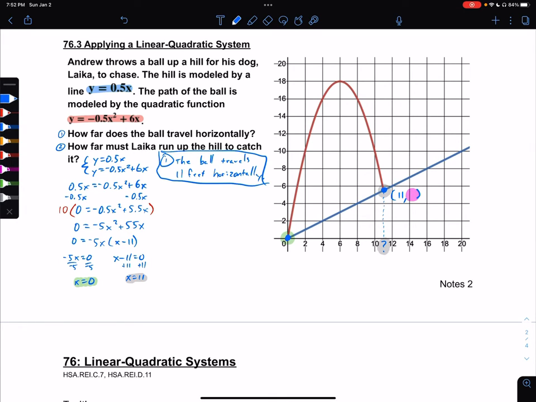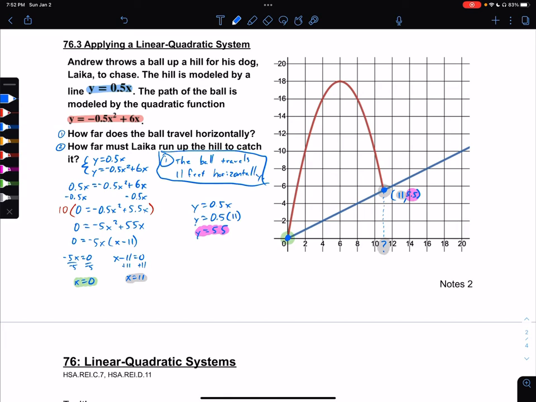To do that, I could take my y equals 0.5x and plug in my value of 11, and that tells me that y is equal to 5.5. So I'm going to plug that 5.5 in there, and we already have that x is 11. Okay, so does that tell me the answer? No, that doesn't tell me how far the dog needs to run up the hill.